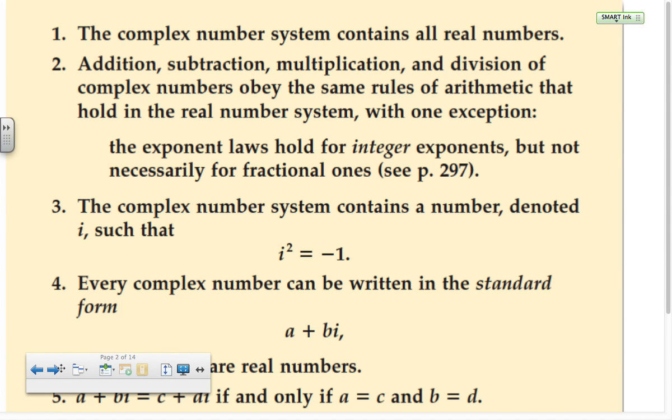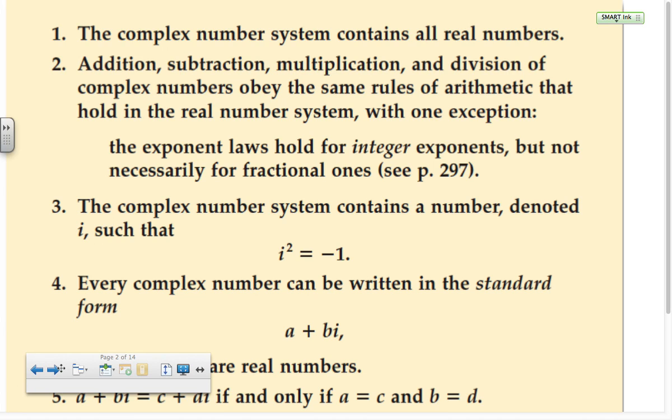So they created a new number system around the square root of negative 1. The complex number system contains all real numbers. This is important to realize. You remember, for example, integers contain all whole numbers. Real numbers contain all integers, rational numbers, and irrational numbers. The complex number system contains everything, including imaginary numbers. That's what they're called. They're complex numbers, numbers that don't exist in the real number system.